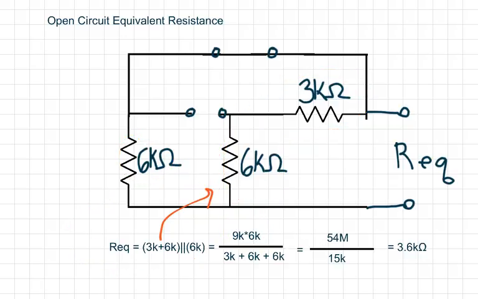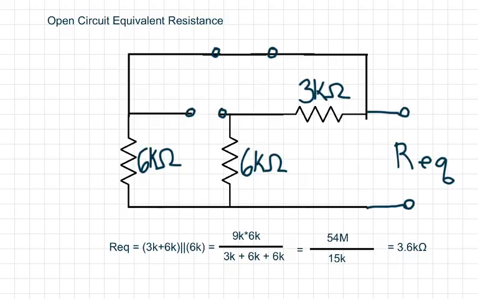Then underneath, we take the total value of all the resistors together. That gives us 54 mega divided by 15 kilo. That gives us 3.6 kiloohms for our open circuit equivalent resistance.